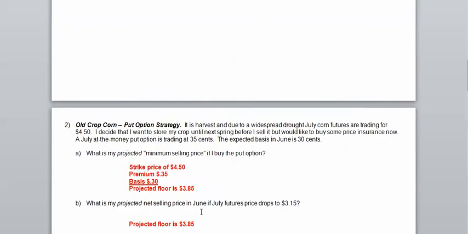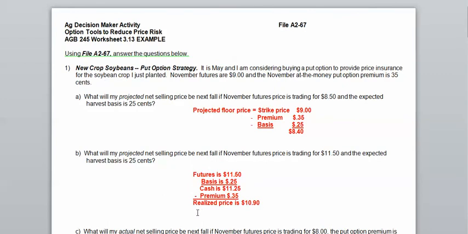These are somewhat confusing, but really it's pretty simple if you just take your time and follow directions that we've established here. Remember that our projected floor price is always going to be the strike price minus premium minus basis. If we're going to sell the option, just remember that we take our cash price and then we add the gain that we have by selling the option for more than we paid for it.